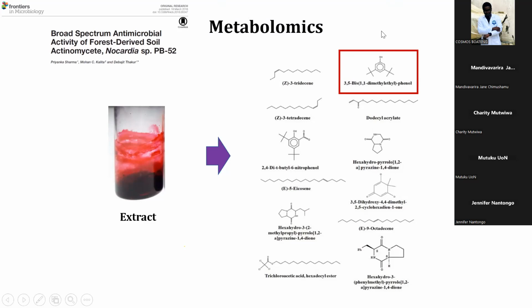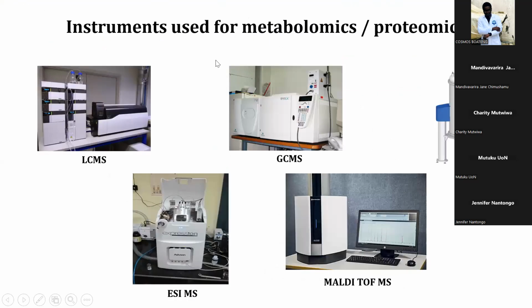So for metabolomics, there are different tools or techniques or instruments to study metabolomics and also proteomics. Now, what are those instruments? They are LCMS, that is liquid chromatography mass spectrometry. There is GCMS, gas chromatography mass spectrometry.